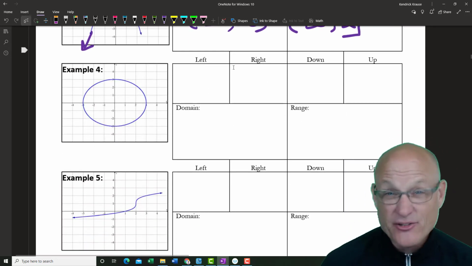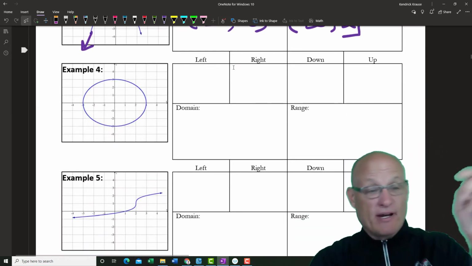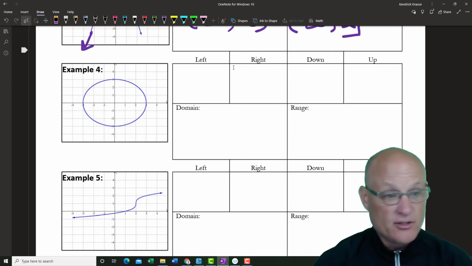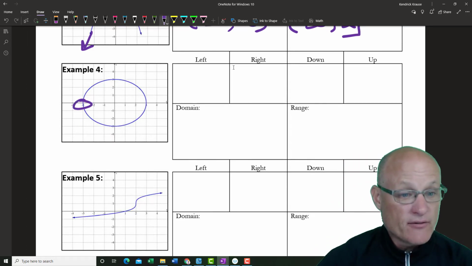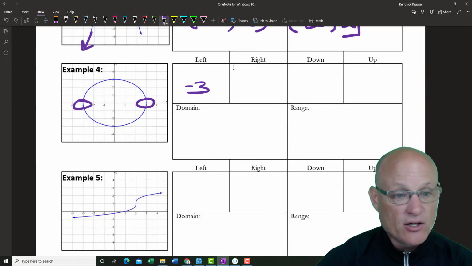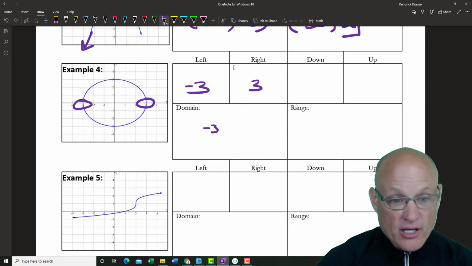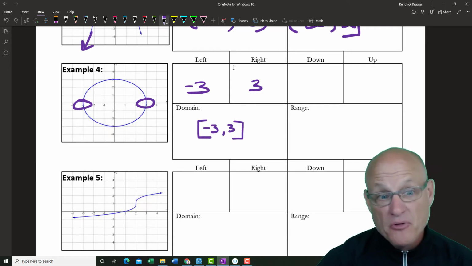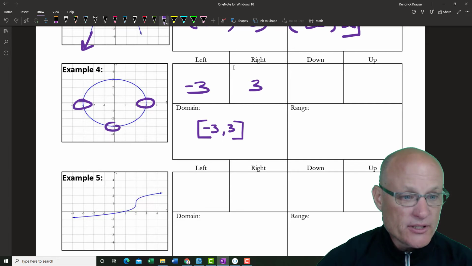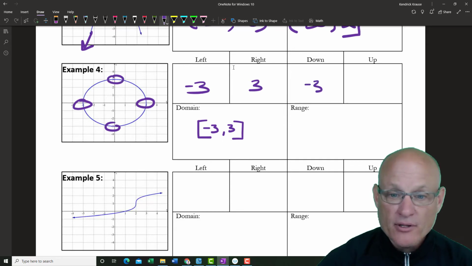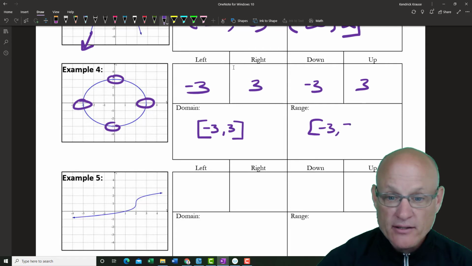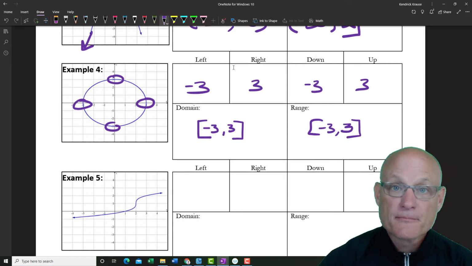Now, this is not a function, but we can still talk about its domain and range. It's just the domain and range of a circle. So how far to the left do I go? Negative 3. How far to the right did I go? 3. They're not open circles, so small number on the left, big number on the right, and brackets. Pretty straightforward. Low number is negative 3, high number is positive 3. So believe it or not, the range and the domain for these are exactly the same.